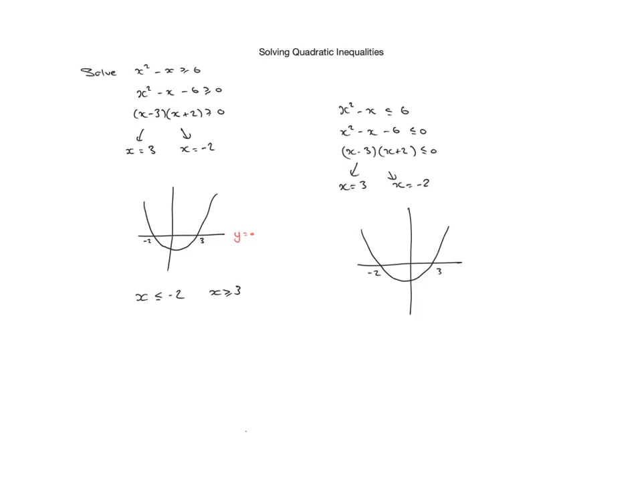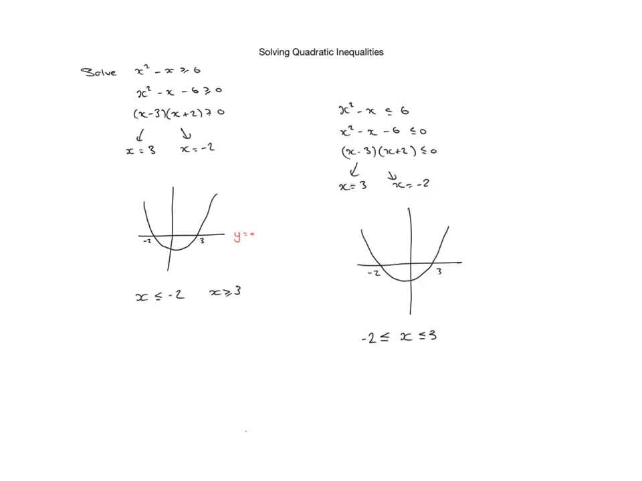But if we have a look at our inequality, it says less than or equal to 0. Well, that means it has to be underneath this line here. And underneath this line goes from this position to this position here. So it's only underneath the y is equal to 0 line between the values of minus 2 and 3. So, how do we write that? Well, in order for this to be true, x must be less than or equal to 3, but it must also be greater than or equal to minus 2.